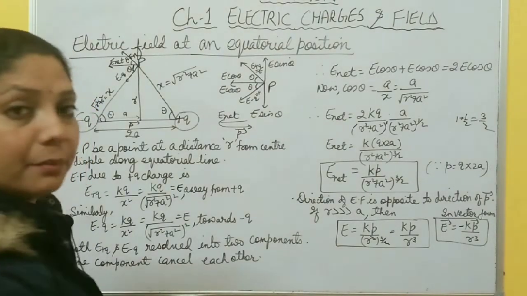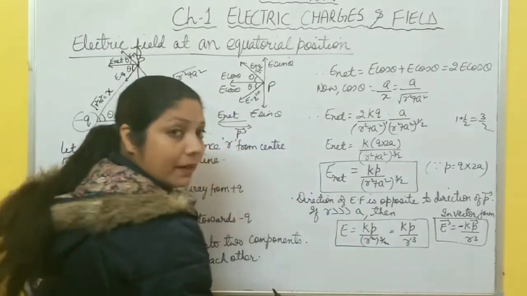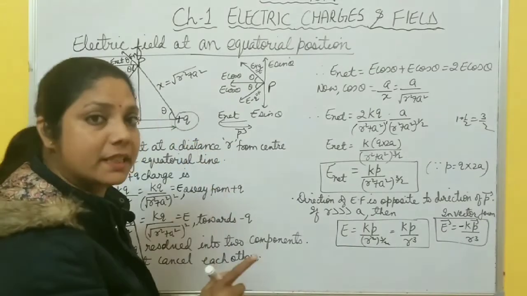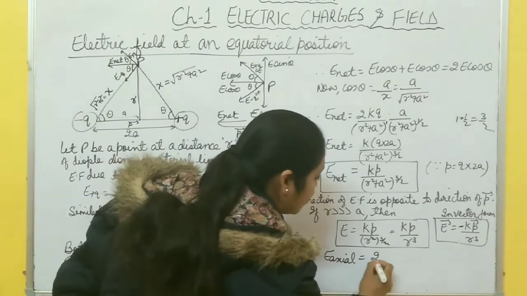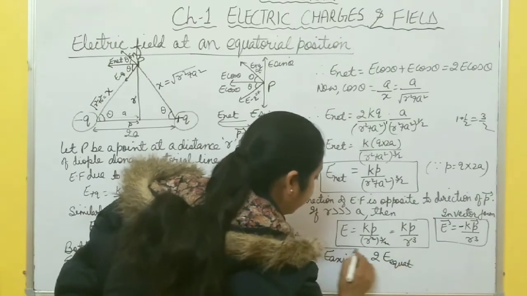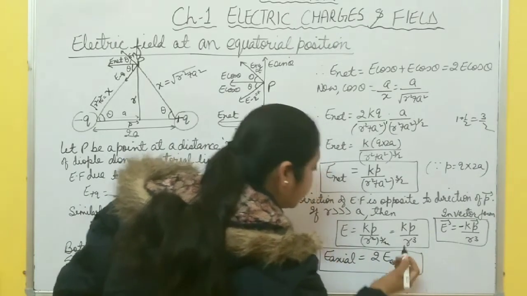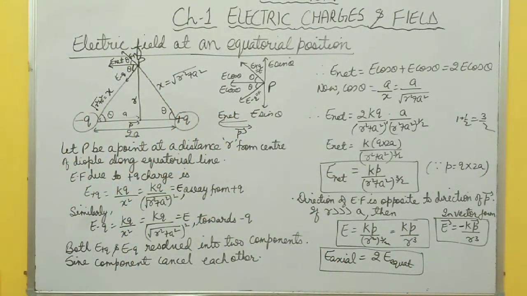Now, there is a comparison between electric field along axial and equatorial position. Equatorial position kp by r cube. Remember, axial position twice kp by r cube. It means electric field along axial position is twice electric field along equatorial position, because axial position is twice of this equatorial position. So E axial is equal to twice E equatorial. Okay, hope you understood. Take a screenshot of this one, right? After this, we will discuss next topic, torque on a dipole in a uniform electric field. Okay.